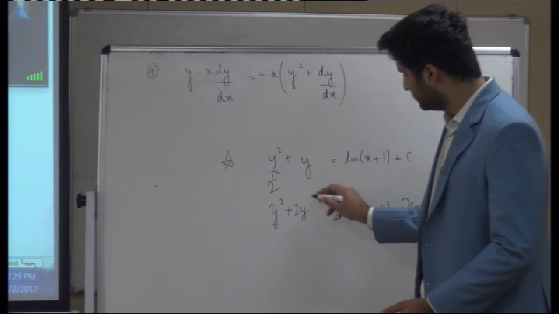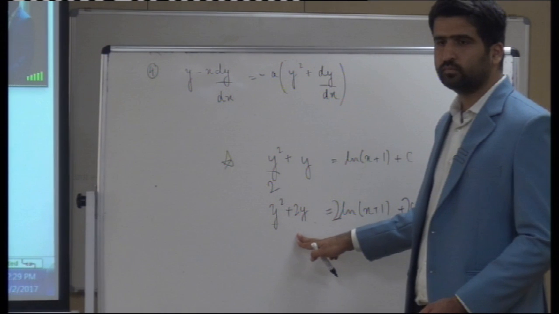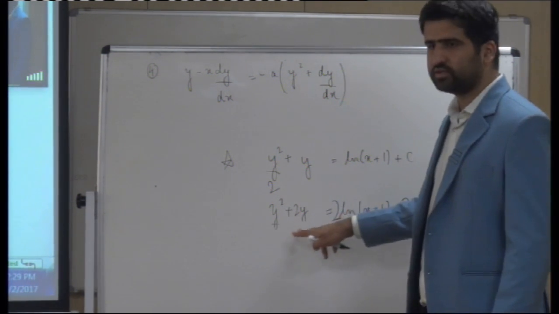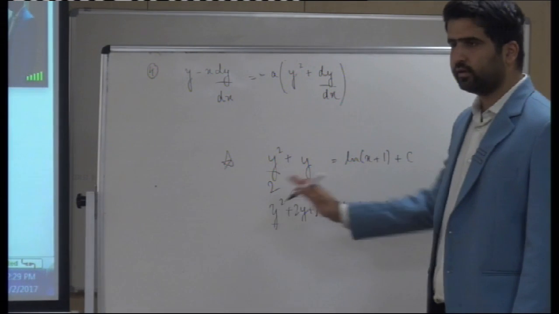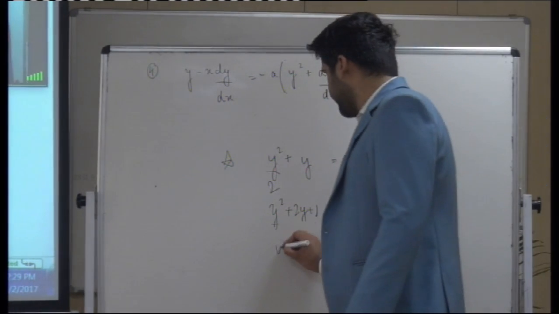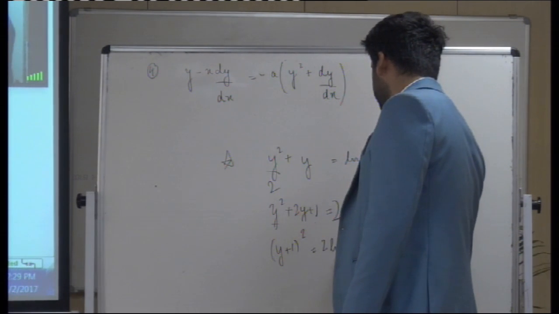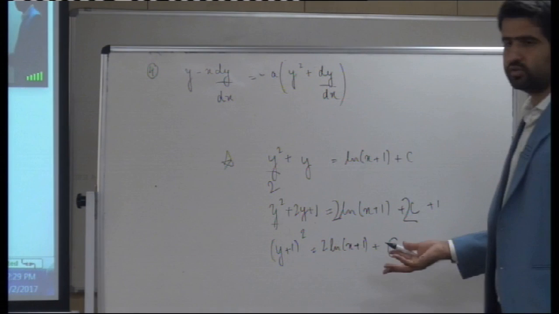Like this is y square plus 2y, and this is reminding me of the identity a square plus b square plus 2ab, right? So we have the a square term plus the 2ab term. So if I just get a 1 over here, I can get an identity over here. So if I add 1 on both sides, I will get y plus 1 whole square is equal to 2 times ln x plus 1 plus, let's say, some other constant c.